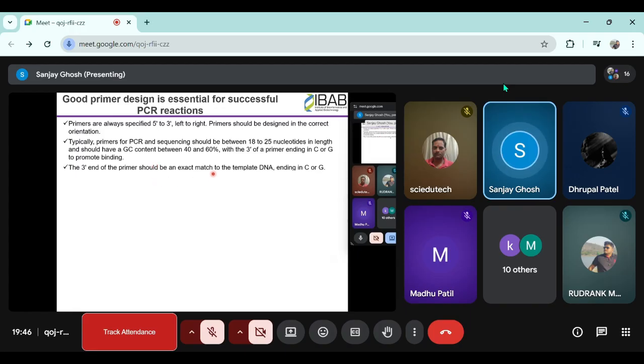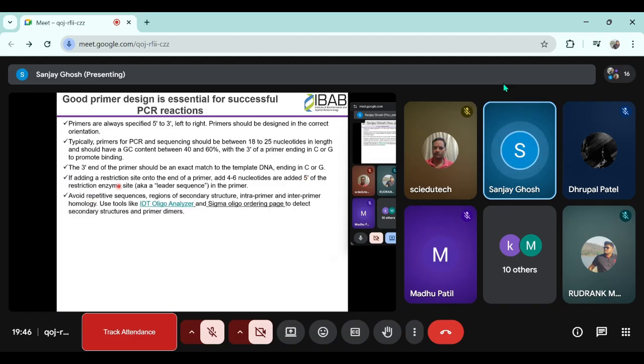Then it should also be an exact match. There should not be any extra bases or any kind of less bases. If you are engineering a restriction site, it should be added to the 5', not to the 3' end of the primer. So 3' end is untouchable. You should not touch the 3' end, and you should have a perfect sequence.